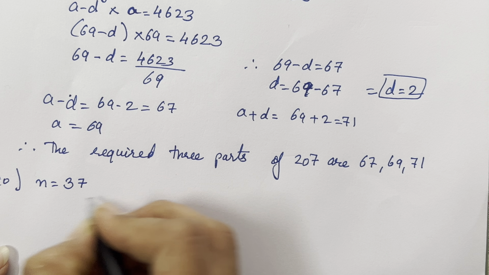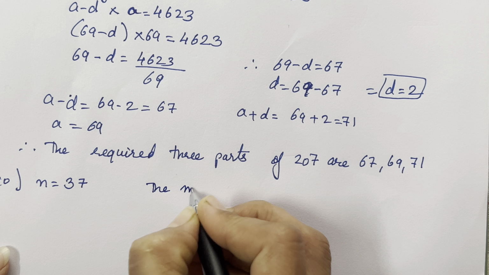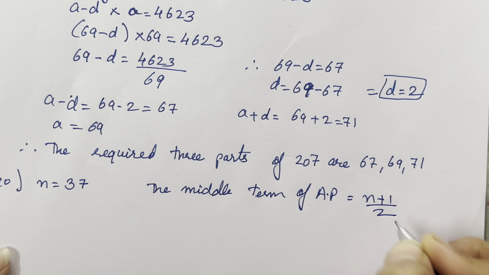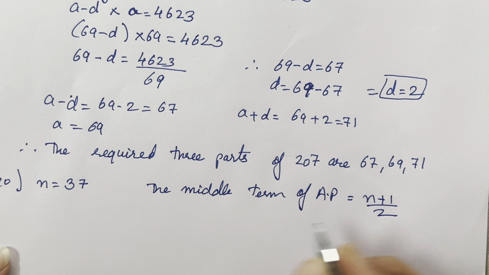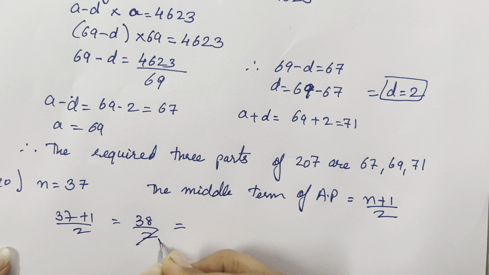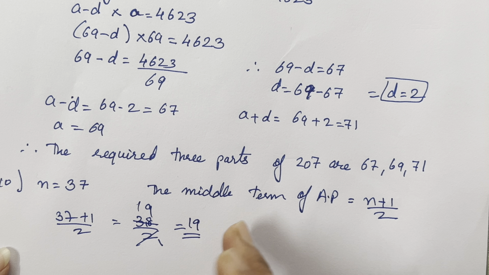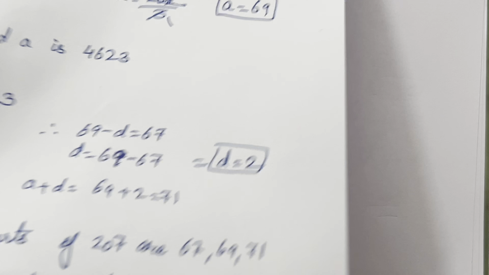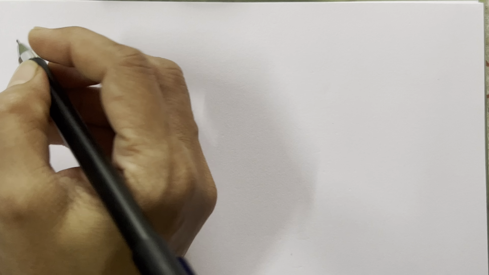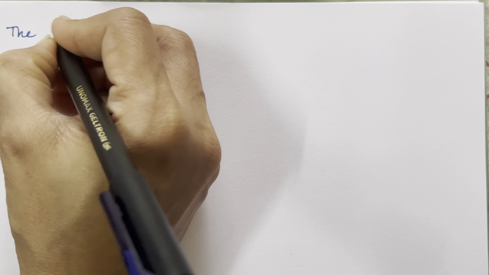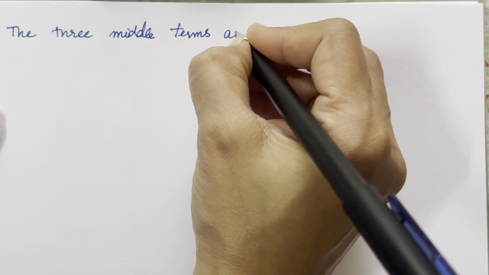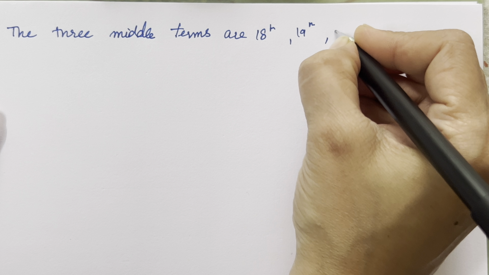The middle term of the AP, that is arithmetic progression, is (N plus 1) upon 2. So N we are having 37, plus 1 upon 2 means 38 upon 2, which is 19. So we have got the answer, the middle term. Now what we will do is find the three middle terms using it. Okay, now the three middle terms are going to be 18, 19 and 20. The three middle terms are 18th, 19th and 20th.